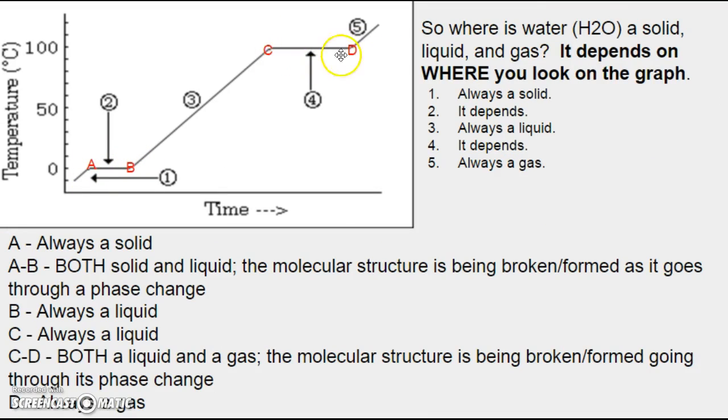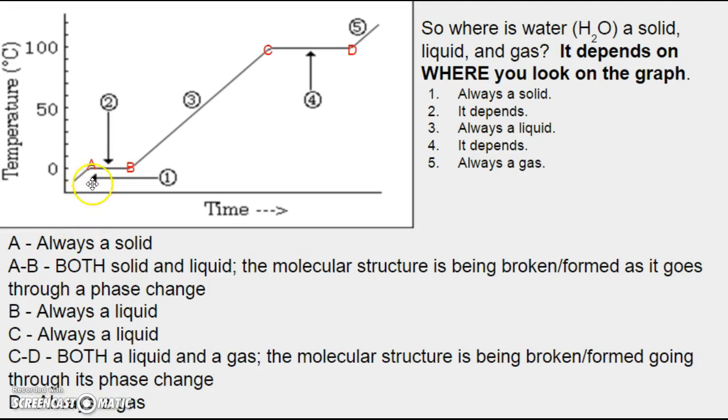We need to make sense of this, and this is key. So where is water, or H2O, a solid, a liquid, and a gas? Well, it depends on where you look in the graph. So location 1 is always a solid, and location 3 is always a liquid, and location 5 is always a gas. But let's go back to where we find our latent heat, our phase changes, location 2 and 4.